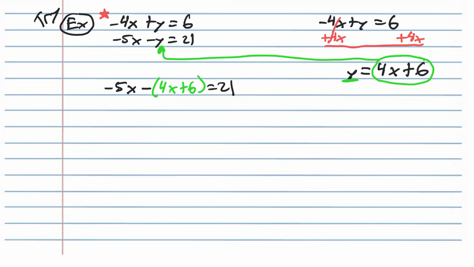I'll do one more step, then I want you guys to finish it. So one more step is this negative applies to both of these. So we get negative 5x minus 4x minus 6 equals 21. All right, at this point, I want you guys to pause the video, keep going, get your x value. Once you know what x is, plug it in to get your y value. So keep going, see what you get. And then after you have your complete answer, press play, and you can check your work.